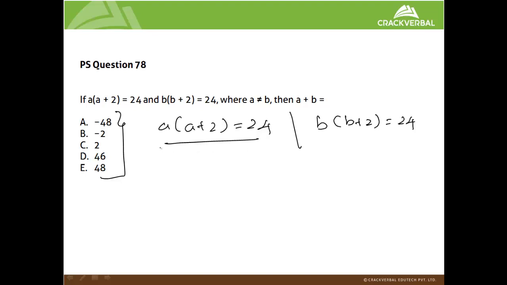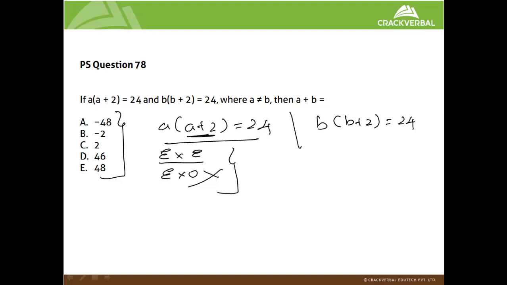If the product of two numbers is even, then it has to be either even into even or even into odd. Suppose a is even, then a plus 2 will definitely become even. Suppose we start with a as odd, then odd plus even will give you again odd. Odd into odd will never be an even number. So the only possible scenario here is even into even. That is, both a and a plus 2 have to be even.